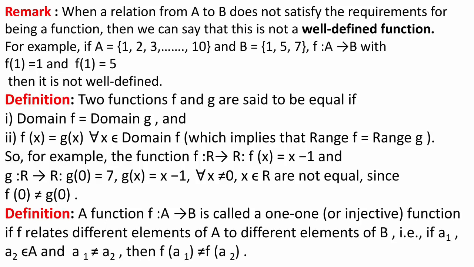A function f from A to B is called 1 to 1 if f relates different elements of A to different elements of B. That means if a1, a2 belong to capital A and a1 is not equal to a2, then f of a1 is not equal to f of a2. That means in a 1-1 function, or injective function, different elements in the set have different images.